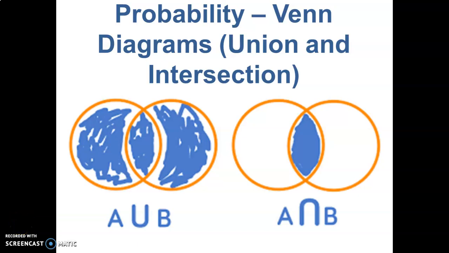Hi there, welcome to your probability lesson on Venn diagrams. Today we will focus specifically on union and intersection. Here's union, here's intersection.